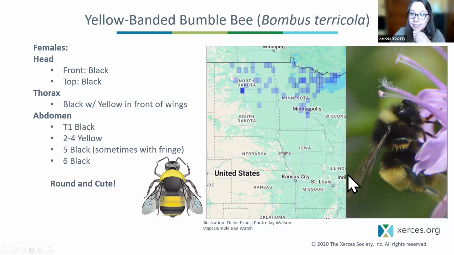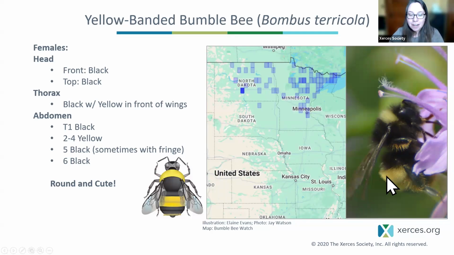The first thing that I always like to check out is the general size of the bee. So this bumblebee tends to be smaller than the black and gold and American bumblebee. It's also very round and cute.